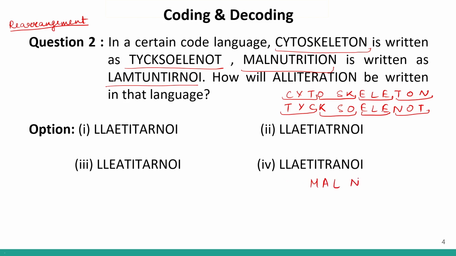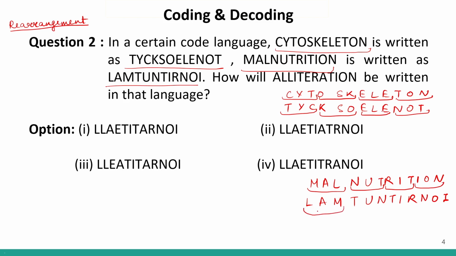So this is your spelling, MALNUTRITION, and the code is LAMTUNTIRNOI. This is your code. So let us divide them into groups of 3. So MAL, NUT, RIT, and ION. So they should be in reverse order. So MAL will be changed into LAM. NUT will be changed into TUN. RIT will be changed into TIR. And ION will be changed into NOI. So basically 2 steps. First step, to divide them into groups of 3. Second step, to reverse the order.